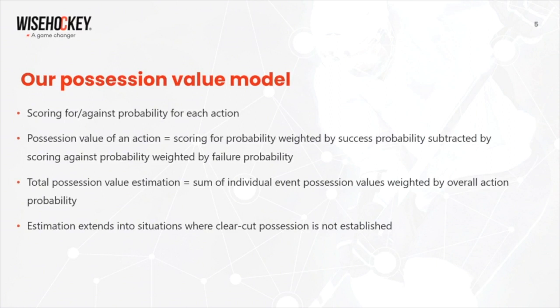Also, we extend the estimation into situations where clear-cut possession is not established, since there are many situations where the team may not be in controlled possession, but the probability of scoring is relatively high. For example, goal-mouth scrambles. So we assign credit for the possession to the closest player of the offensive team, and until we can conclusively determine that a player is in control of the puck, we maintain this situation.